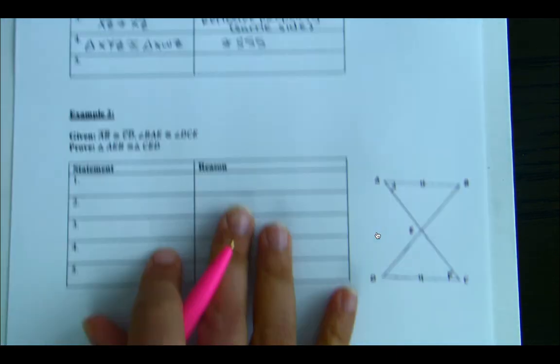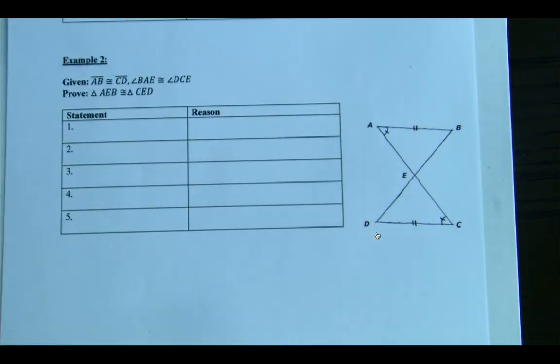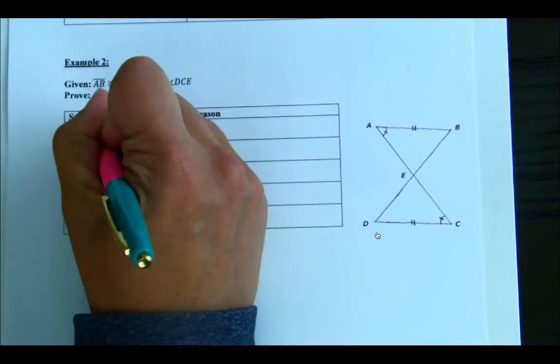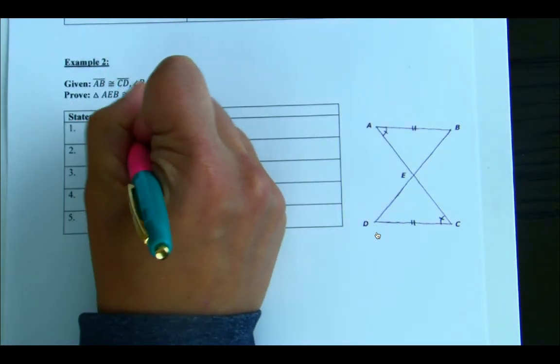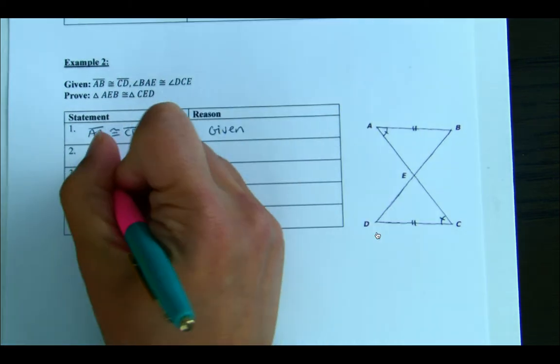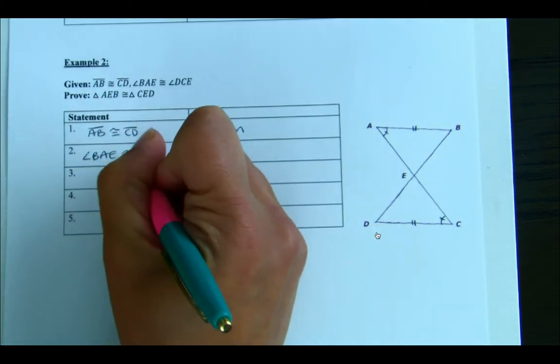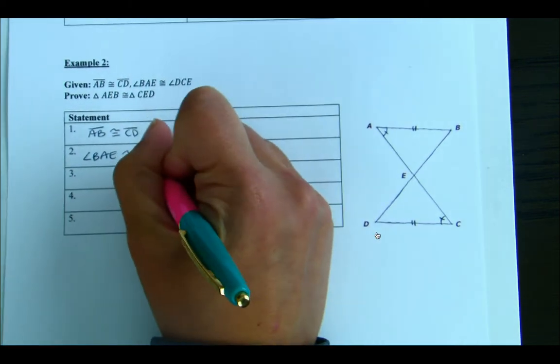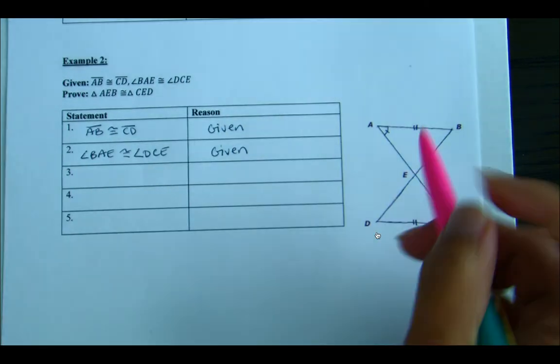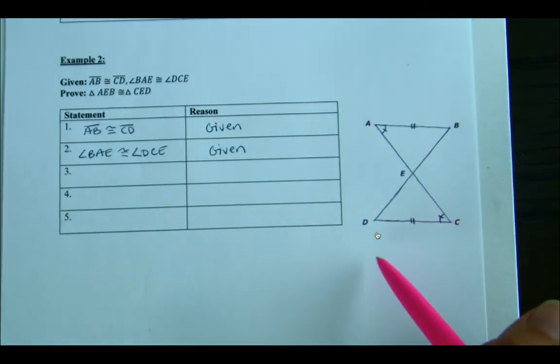The next example is also looking at the same kind of two-column proof. So for this one, I'm going to state my given, and then I need to find my third piece of information, just as the one before. So my given, I have AB is congruent to CD, and we said that's given. And angle BAE is congruent to angle DCE, and that is also given. So I have these already. I need to find my last part.